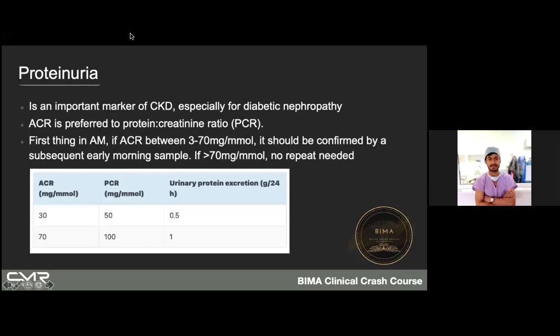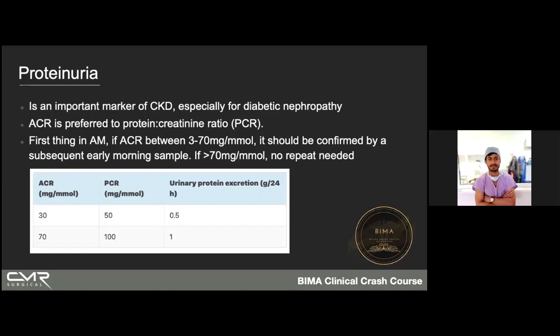So as I said, we were going to discuss ACR. You might be thinking, what is ACR? I'm going to get into that in a little bit. But what's important is you'd have proteinuria, so you'd have frothy and foamy urine, also potentially colored urine as well. And the reason why proteinuria is really important and significant is because it's an important marker of CKD, especially for the diabetic nephropathy side of things.